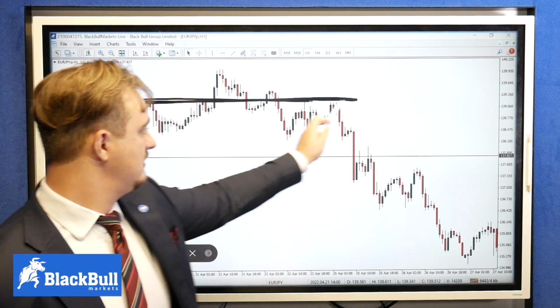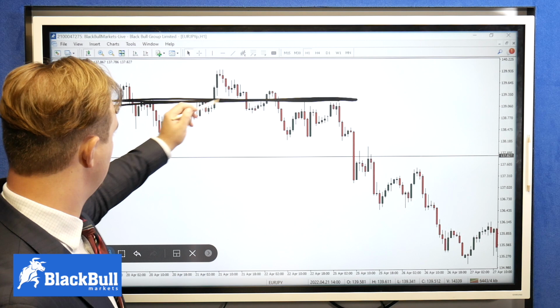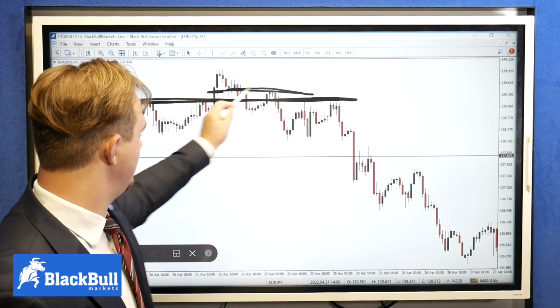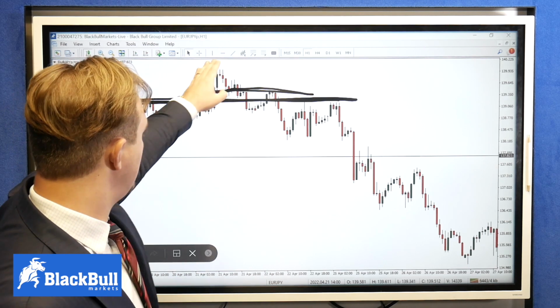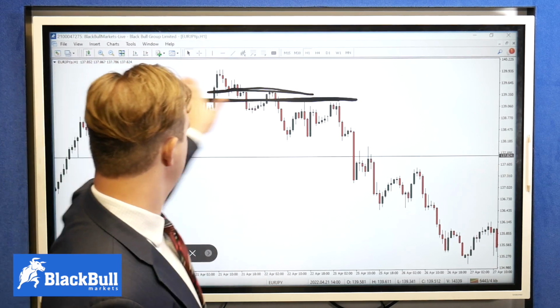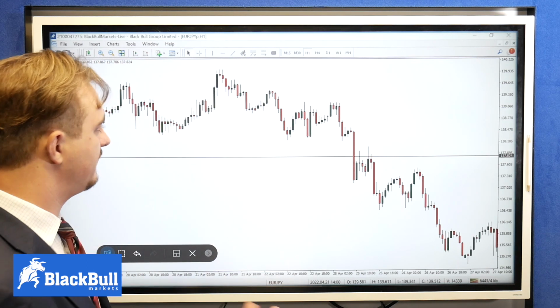Okay, and then we also had these internal consolidation zones right over here. So there's our first initial lower high. All right, so there's our high, there's our first lower high. Okay, so you guys can see we also had a nice beautiful engulfing candle.